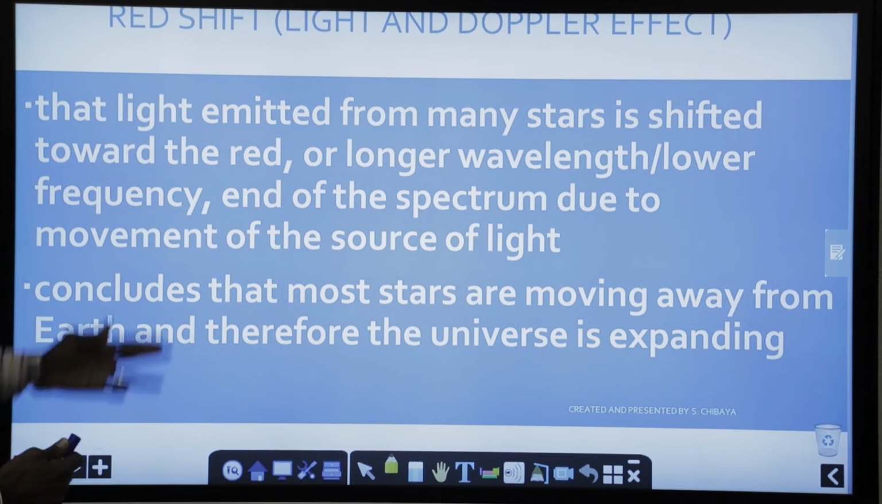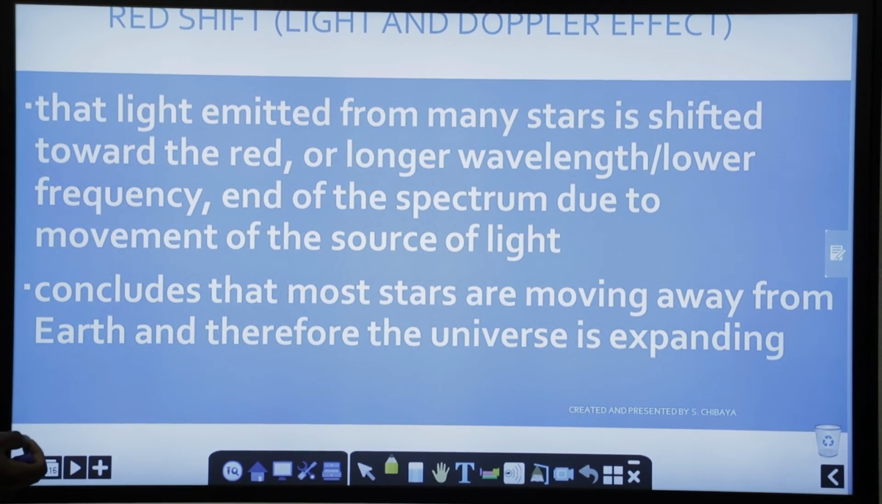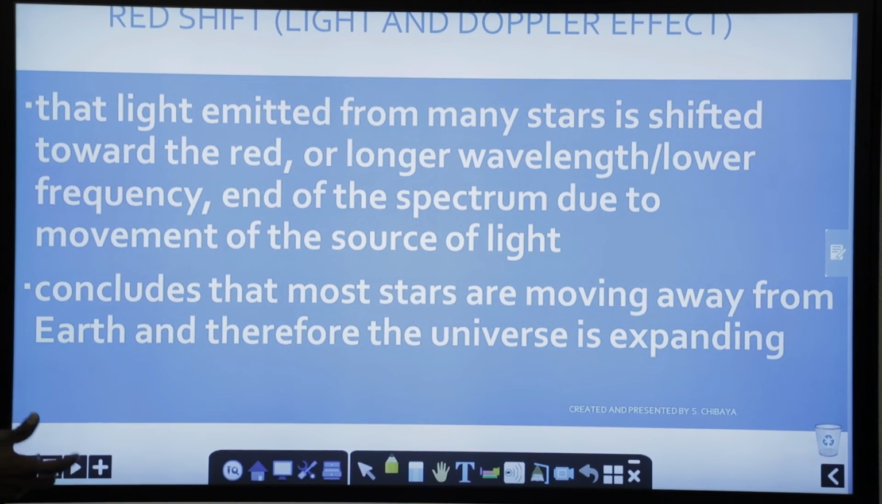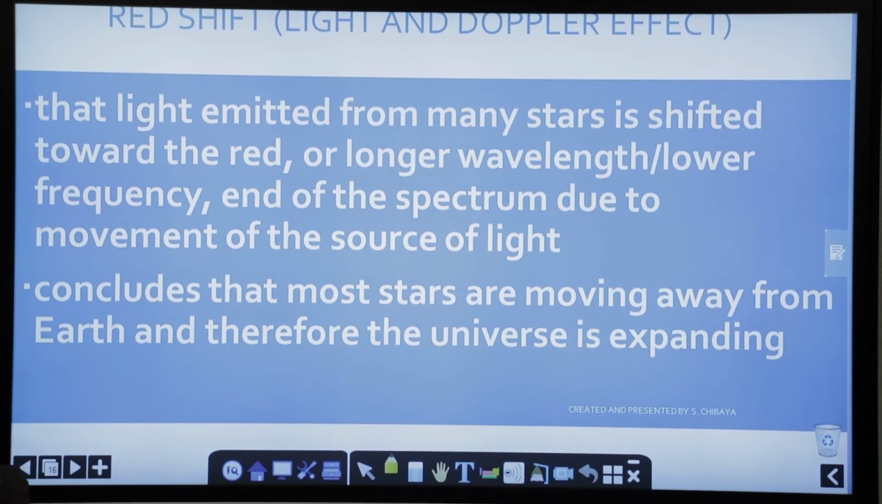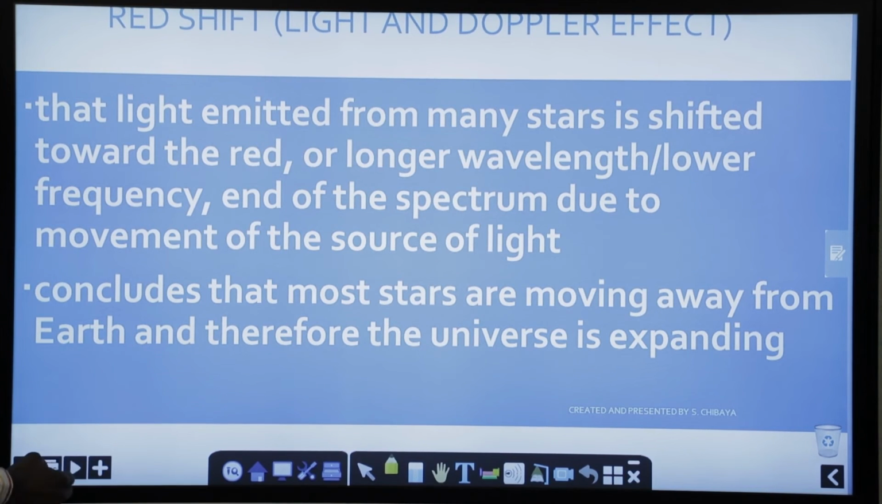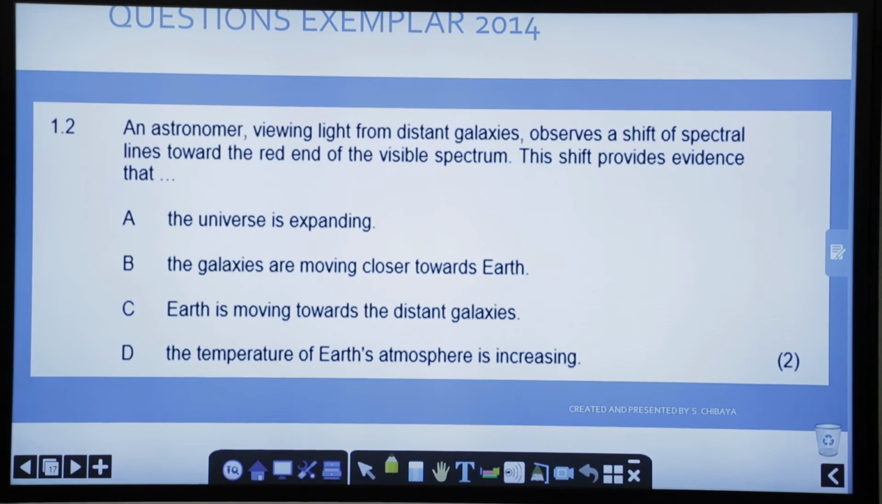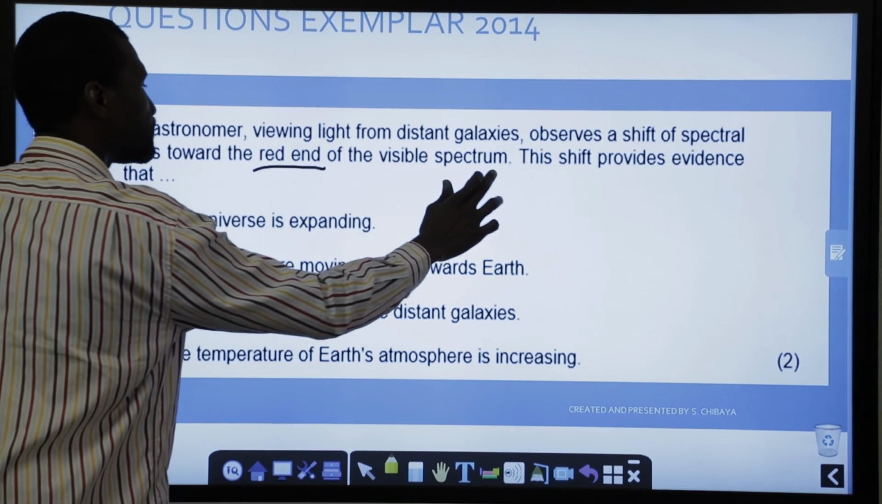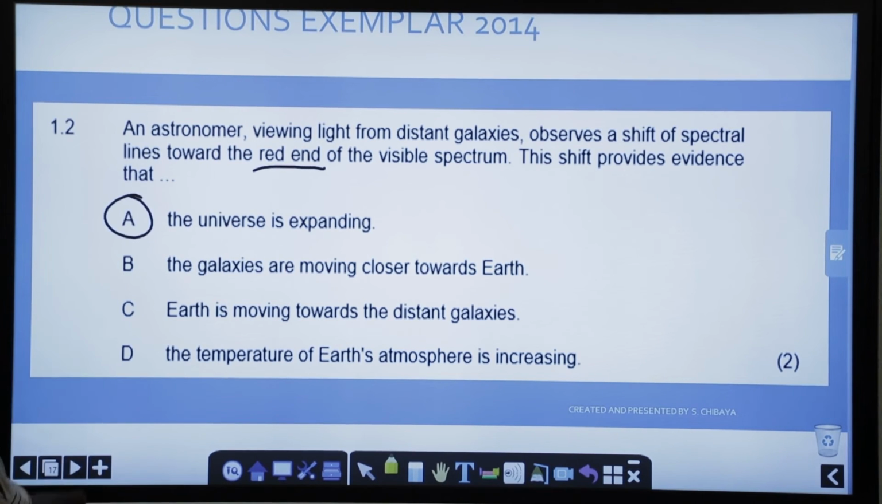Redshift of light. We have talked a bit about redshift of light. That light emitted from many stars is shifted towards the red, or longer wavelength, or lower frequency. So redshift of light is when light shifts towards the red. This concludes that the universe is expanding. The stars are moving away from the Earth. Here's an exemplar question. An astronomer viewing light from a distant galaxy observes the shift of the spectrum to the red end of the visible spectrum. This provides evidence that the universe is expanding. Correct.